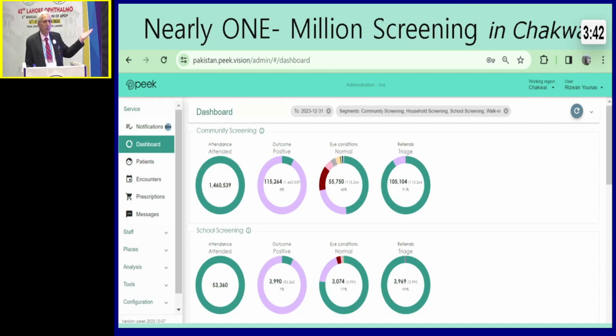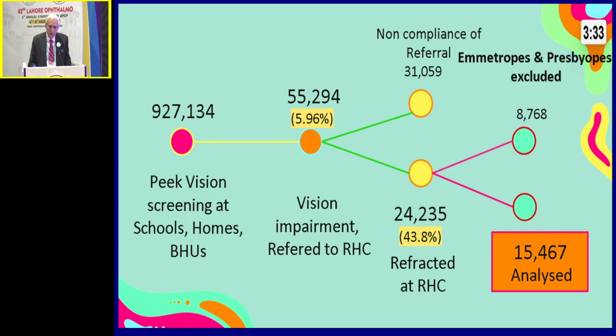This is the PEEK admin, which shows you where the data is. We were able to screen nearly 1 million people in that area, and that screening helped us identify that the vision impairment referred to a rural health center was about 6% of the people who were seen. So not all of the 1 million needed glasses, but about 6% needed to be referred to a rural health center, and out of them 43% had refraction at a rural health center. And then for non-complicated cases, non-compliance, there were 31,000.